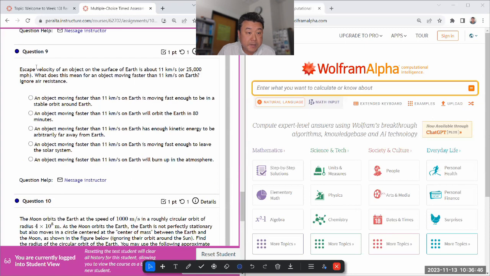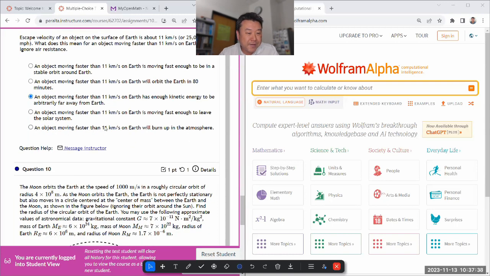Okay, question 9. Escape velocity is about 11 kilometers per second. Yeah, pretty high. What does this mean? Faster than on Earth? Ignore it. Okay, it's not going to burn up. It means it can escape the gravitational pull of the Earth, I think. It's moving fast enough to not be a stable orbit, because it's going to escape Earth's pull. This is describing low Earth orbit. Again, no. Has enough kinetic energy. Yeah, arbitrarily far away from Earth, it can go on an unbound orbit. I don't think it's fast enough to leave the solar system. It might. I'm pretty sure it doesn't exceed the escape velocity of the Sun from Earth's orbit, although we can double check. Let me double check afterwards.